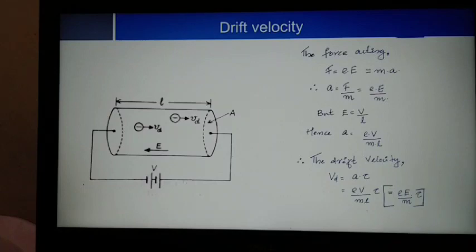If you replace V by L with E, then it becomes eE by m into tau. You have to remember this equation. It's a very important equation, where drift velocity is equal to eV by ml into tau, or eE by m into tau.